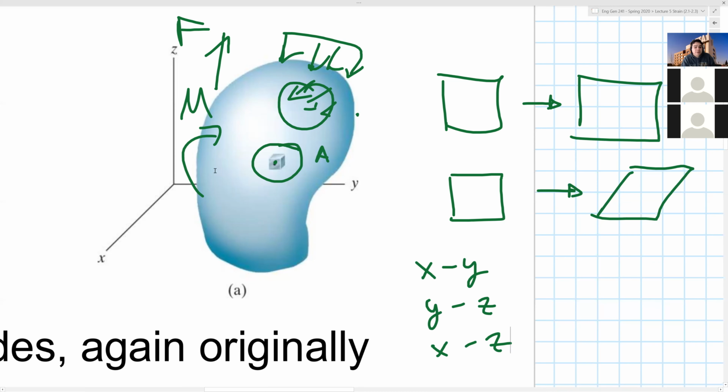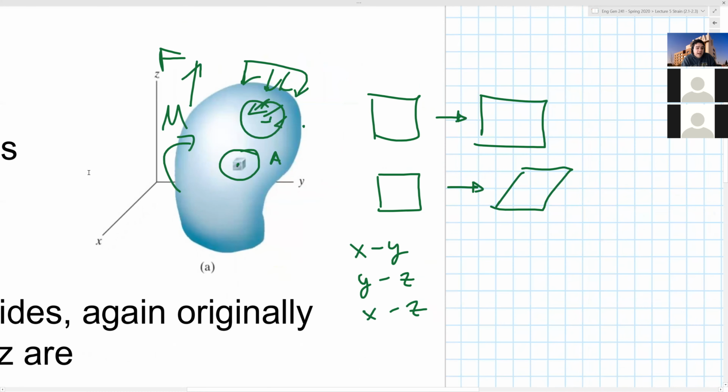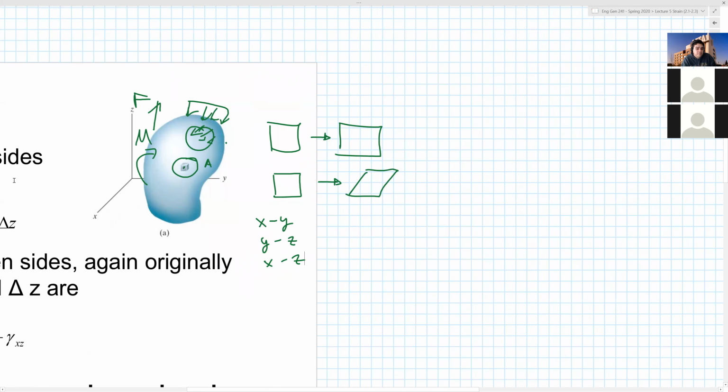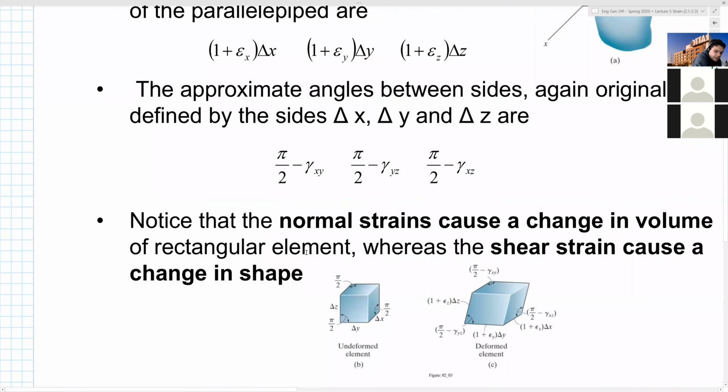So ultimately a perfect cube becomes what shape if you do everything to it? And you learn this in Calc 3. That shape is called a parallelepiped, right? So if you throw everything at it, right?